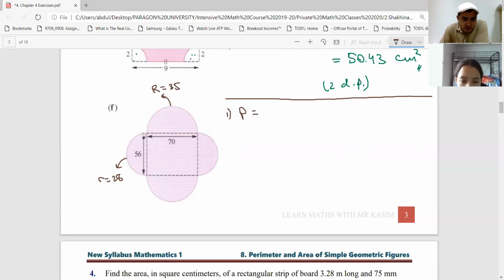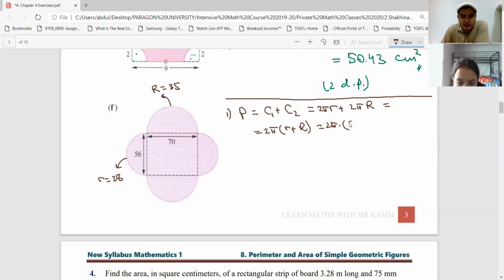Perimeter means, Shahina, as you see here, this semicircle plus semicircle. It is one single circle, right? And here we have big semicircle and big semicircle. Again, it's one circle. So we just need to add the circumference of the smaller circle plus the second one. How do you find the circumference? It is 2 pi r. And the big one is 2 pi R. So it is 2 pi (r plus R). What is the lowercase r? From here, it is 28, plus the big one, 35. 28 plus 35 is 63. 2 times 63 is 126 pi.